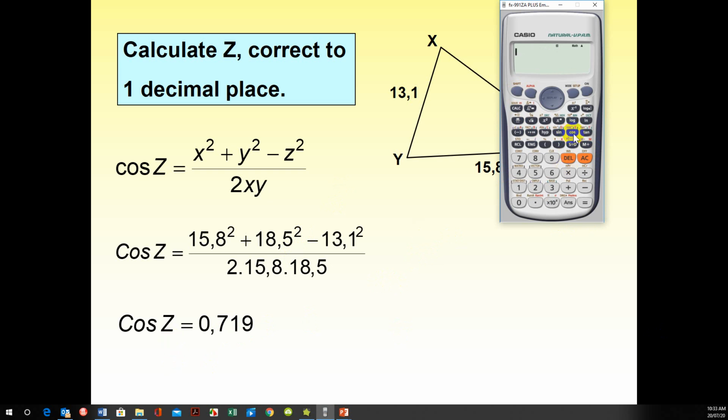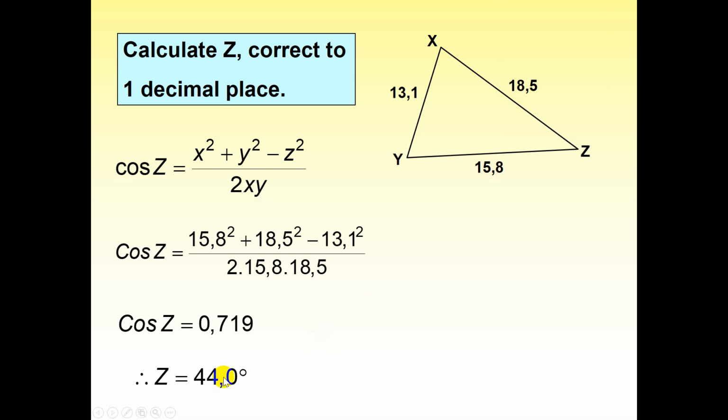Use our calculator to find angle Z. So we will type in shift cos 0.719. Close the bracket. And that gives us 44.0 for one decimal place, 44.03. And that gives us our Z to be 44.0 degrees.